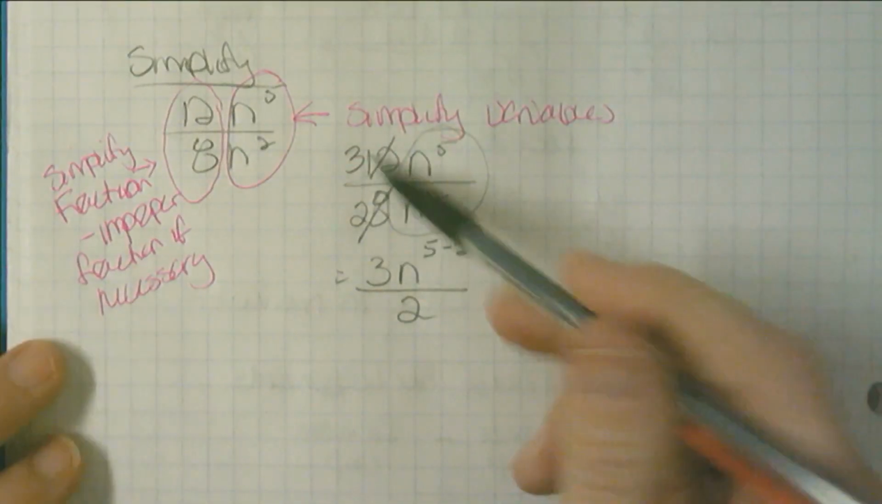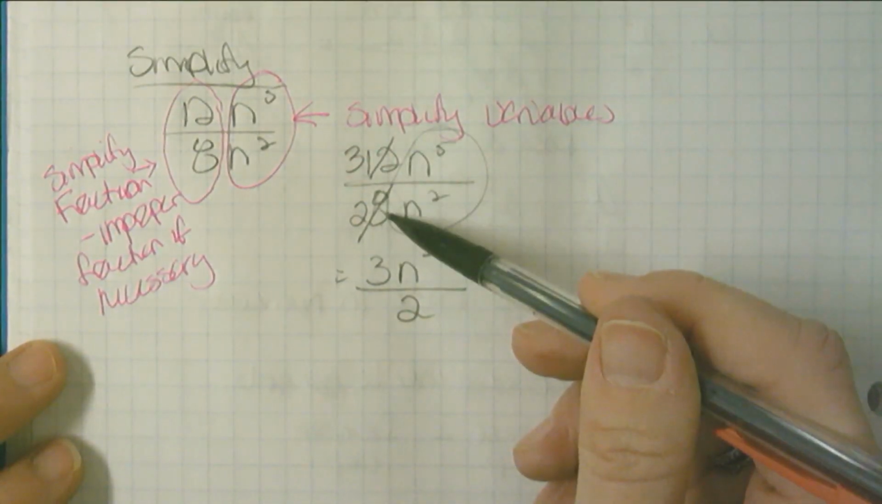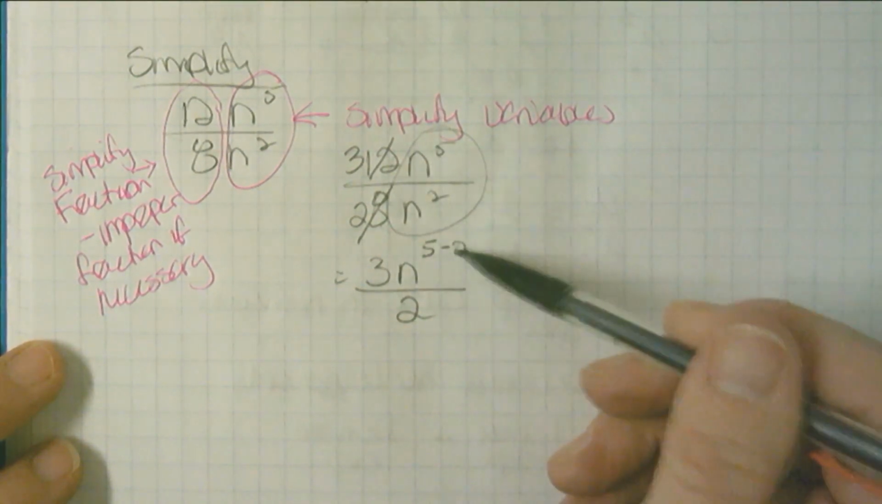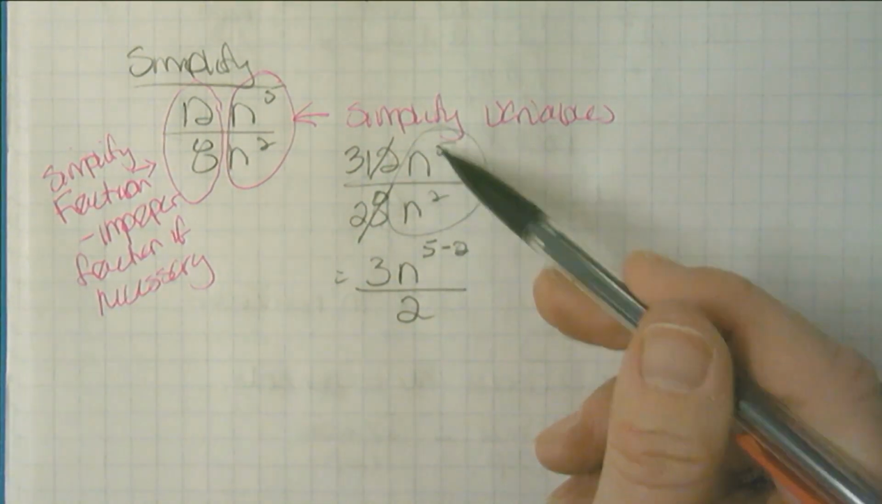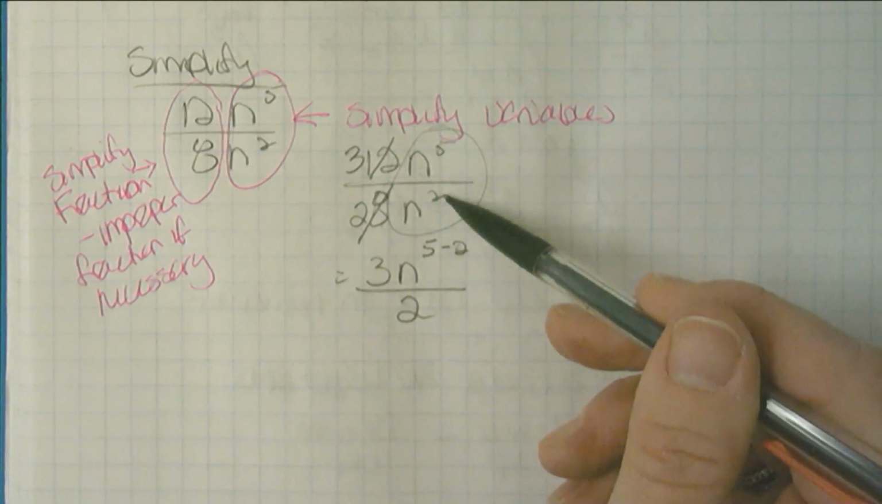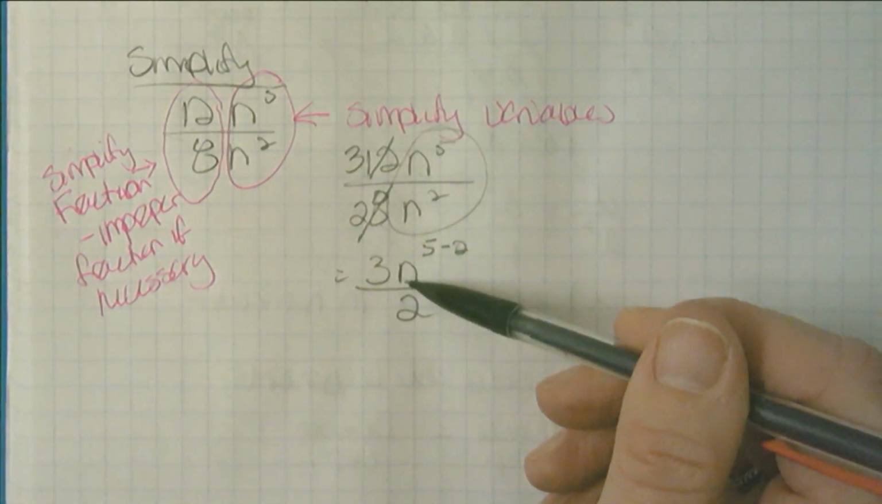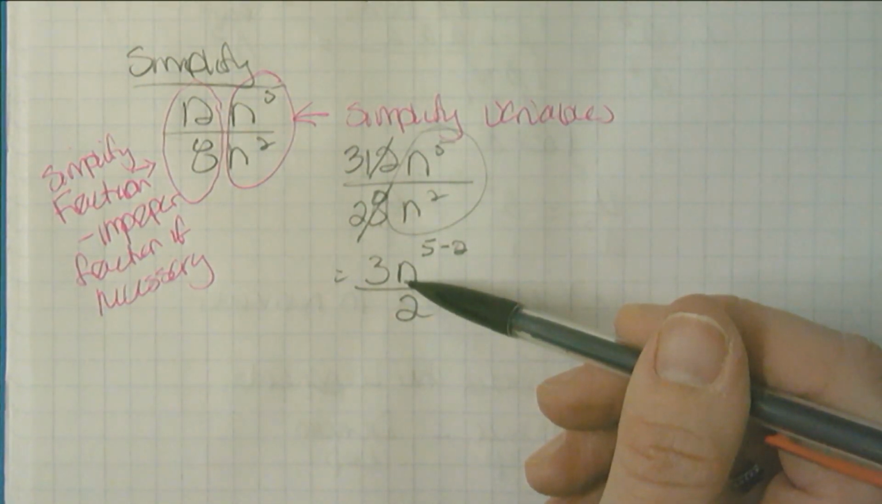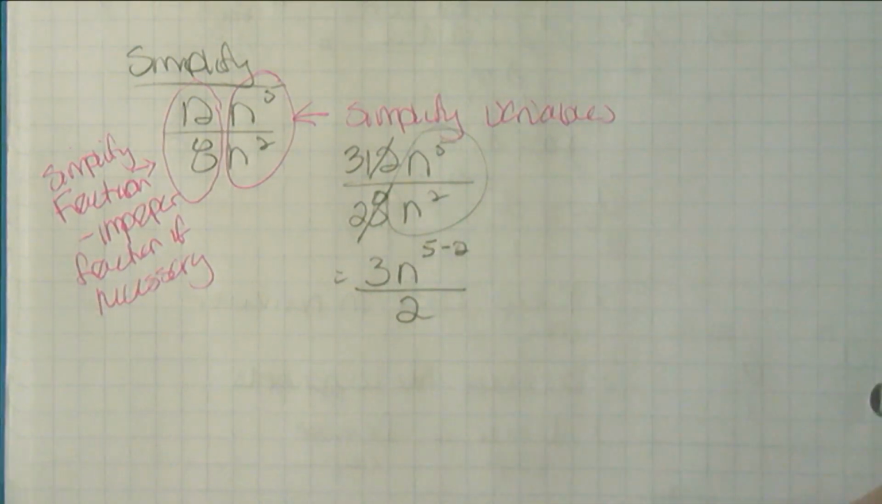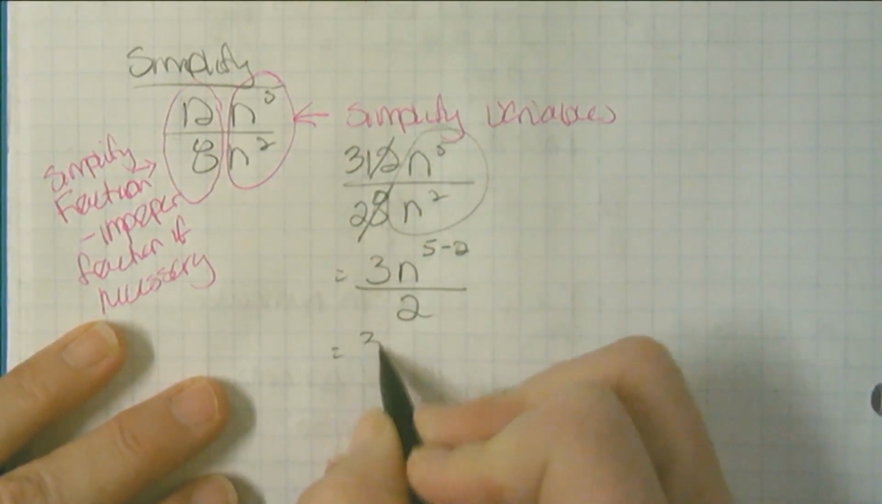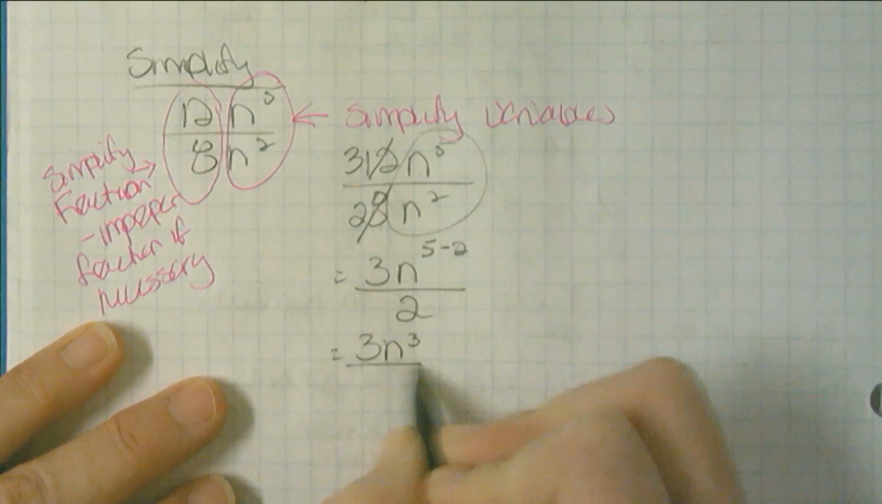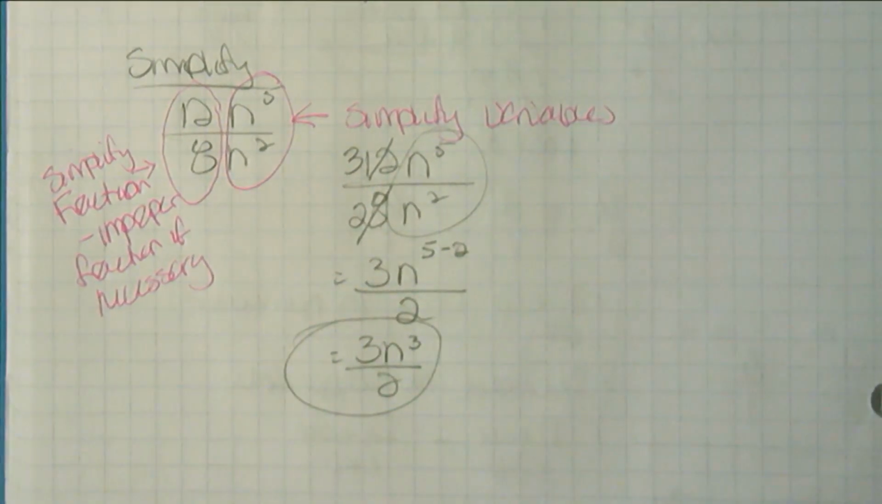So I simplified the fraction part of this, the numbers part. And then I did my exponent part. I'm dividing n to the 5th divided by n squared. So I keep the n, the base, in the numerator only, and I show subtracting my exponents. So this would simply be 3n to the 3rd over 2. Questions on that?